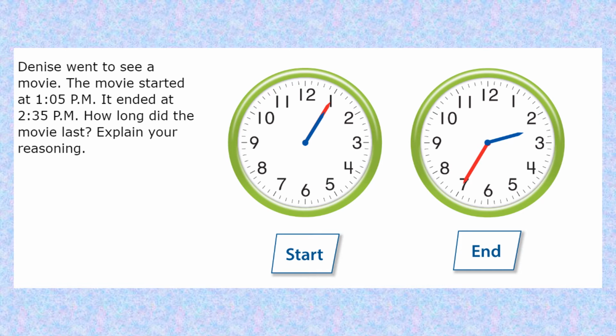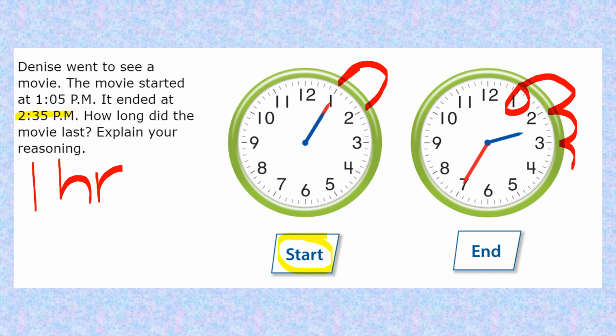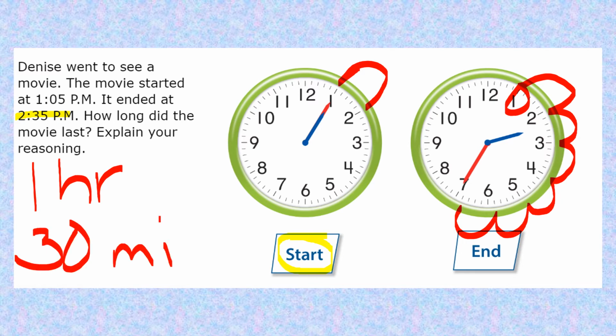So here we have Denise went to see a movie. The movie started at 1:05. So here we can see is our start time. Okay, 1:05. It ended at 2:35. How long did the movie last? Okay, so from 1 o'clock to 2 o'clock is 1 hour. And then I'm going to go from the 5 to the 35. So I have 5, 10, 15, 20, 25, 30. So that would be 30 minutes. So the movie lasted 1 hour and 30 minutes.